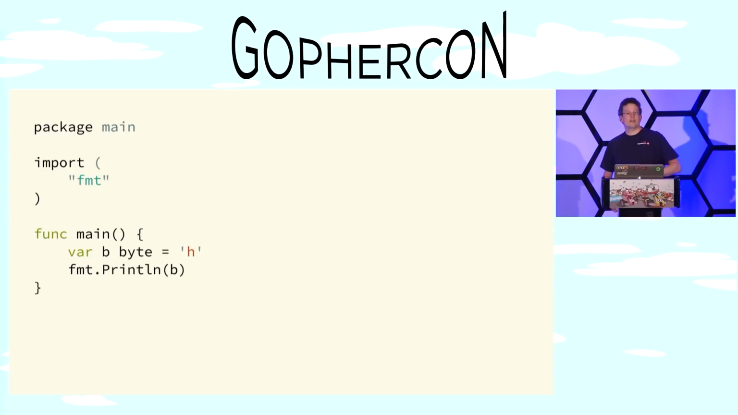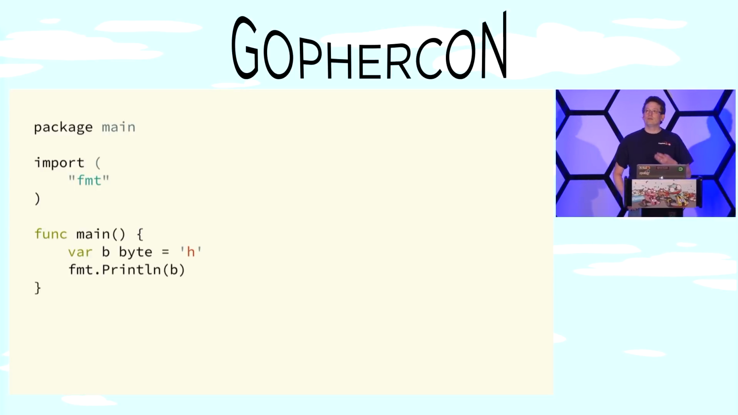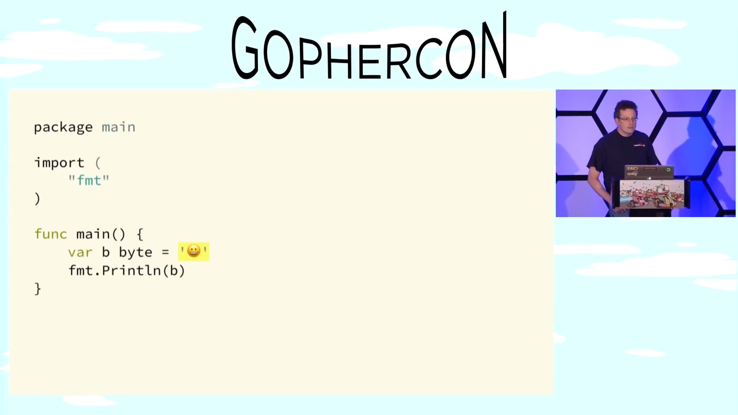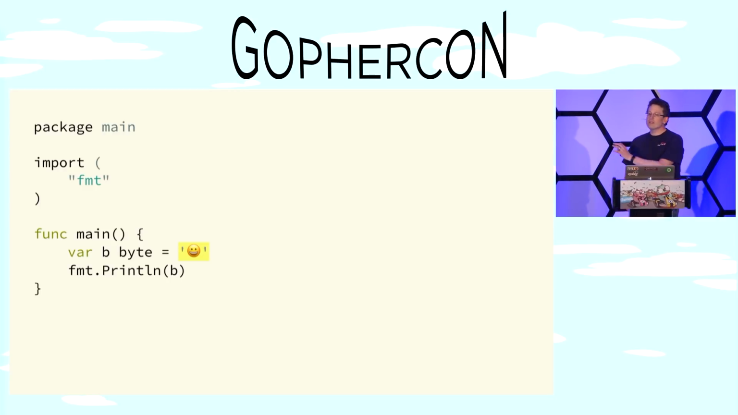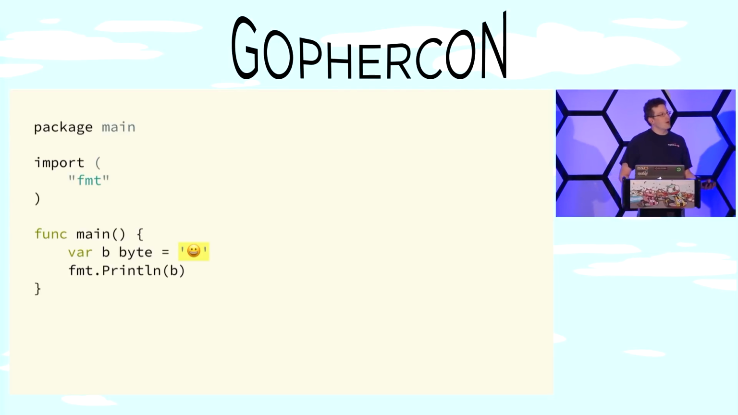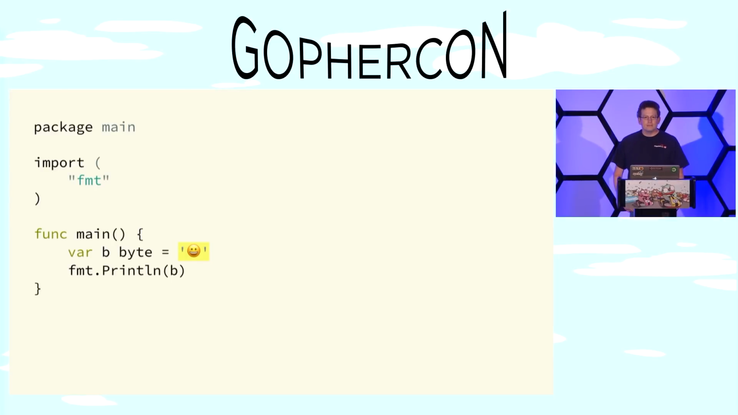So you can write code like this. We assign a rune 'h' to this variable of type byte. This compiles, it runs, and prints out 104, the Unicode value for lowercase h. But if you specify an integer constant that's too big to fit in a specified type, you get a compilation error. And here we're assigning a rune with the value of a smiley face emoji to a byte, and this fails with the compilation error that constant 128512 overflows byte.